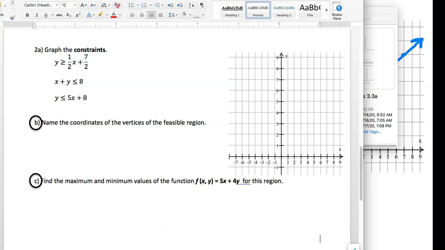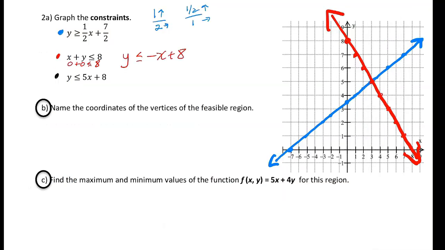And then next, the red line. The red line we could graph, you could write it as y is less than or equal to negative x plus 8. You could also use intercepts. But 8 is the y-intercept, so we have a slope of negative 1. So we'd have this line. The shading for that line, if you plug 0, 0 in, that would be a true statement. 0 is less than 8, so we'd shade below that red line.